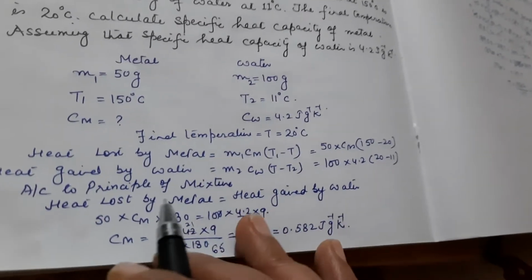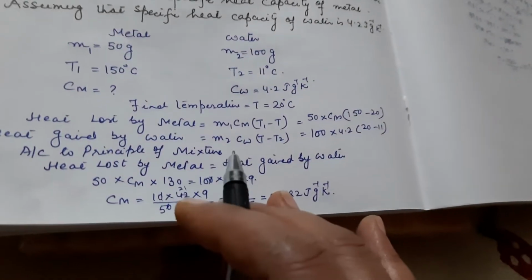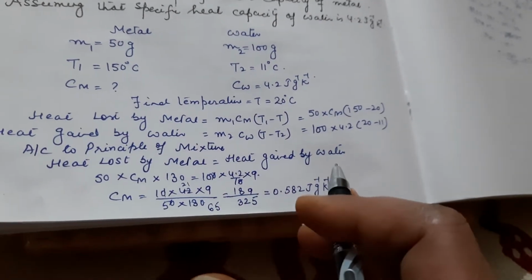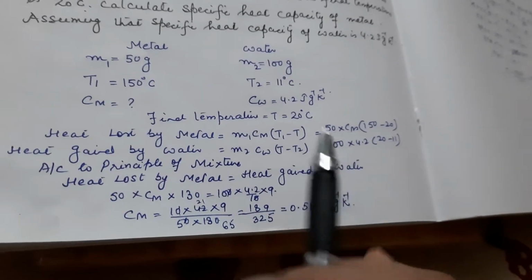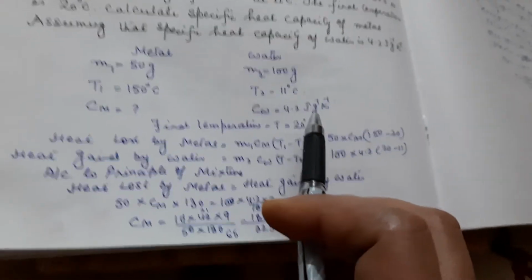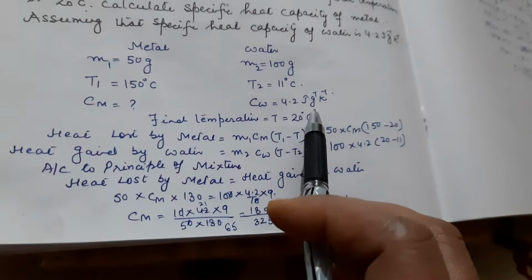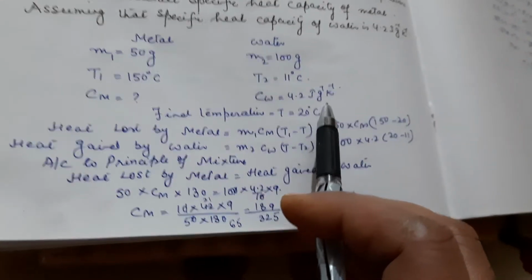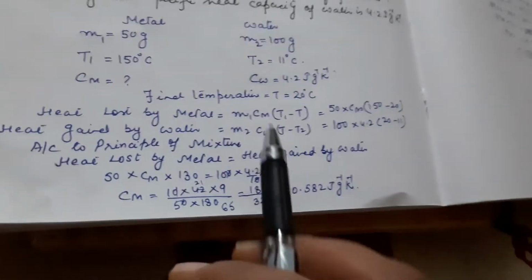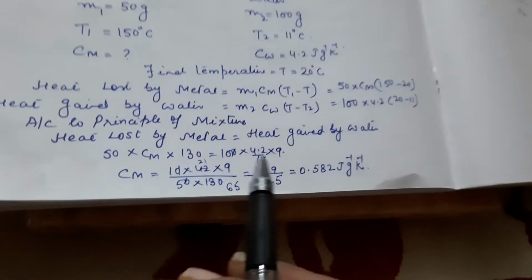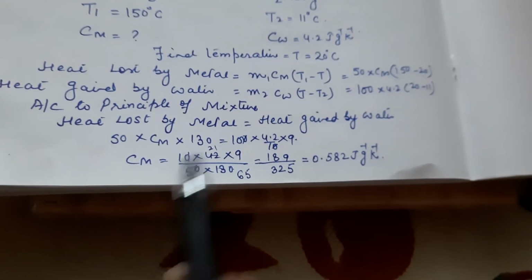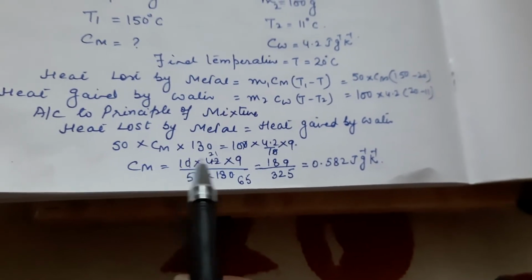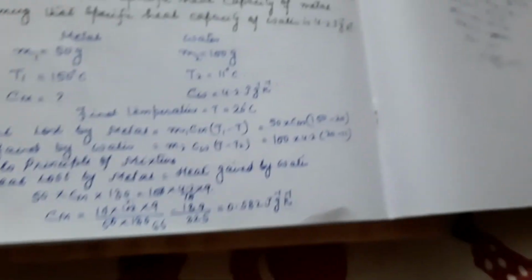After that, we simply apply the principle of mixture. Heat lost by metal is equal to heat gained by water. Substitute each and every value, find out C, and check the unit. Here it is gram, here it is also gram, so we are not required to change to SI units. If one unit is in SI, you have to convert each and every unit to SI. So this will become a linear equation. From that linear equation, we require C of the metal. So move the 50 to the other side as 130 and find out the value of C.